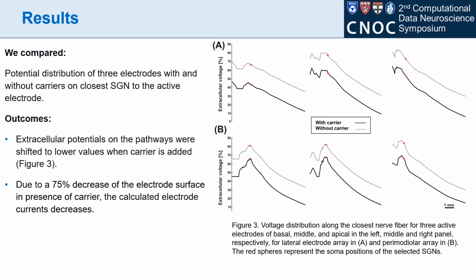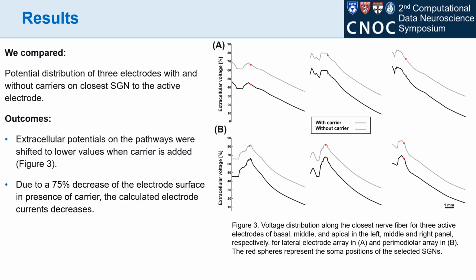Here, we compared the potential distribution of three electrodes from each cochlear implant system in the presence and absence of the carrier. Figure 3a shows the lateral system and figure 3b displays the perimodiolar. The left panel belongs to the closest nerve to the electrode in the basal region, the middle panel belongs to the closest nerve to the electrode in the middle region, and the right panel belongs to the closest nerve to the electrode in the apical region.